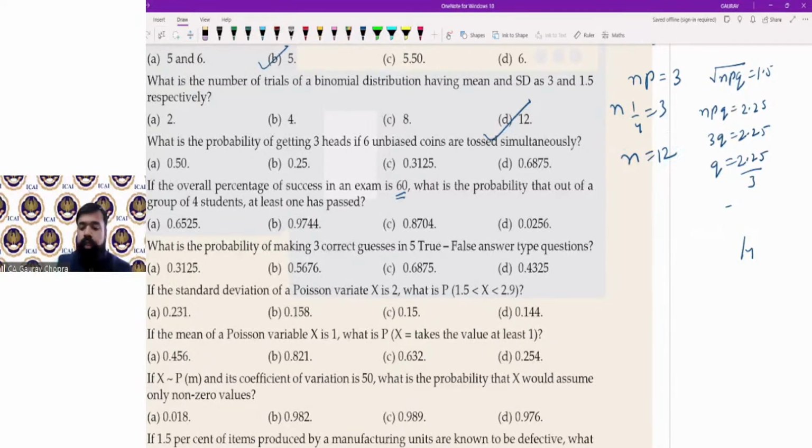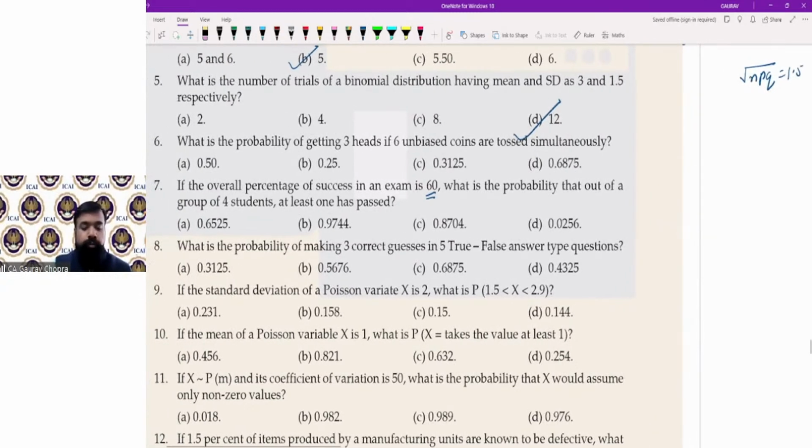So in this, what are the given values? We can write: overall percentage of success, that means it is P, 60%, 0.6. Therefore, failure will be 0.4. Then what is the probability that out of 4 students, so N is equal to 4, at least one passed?